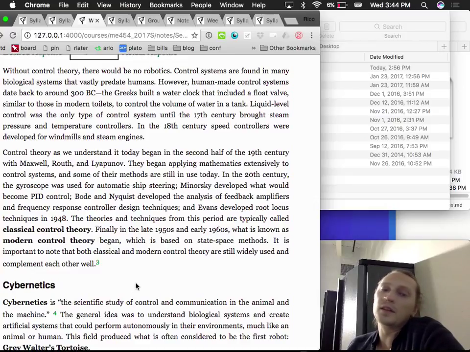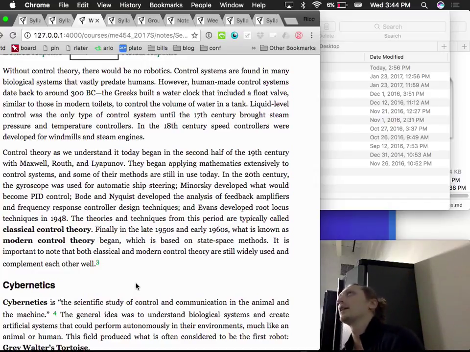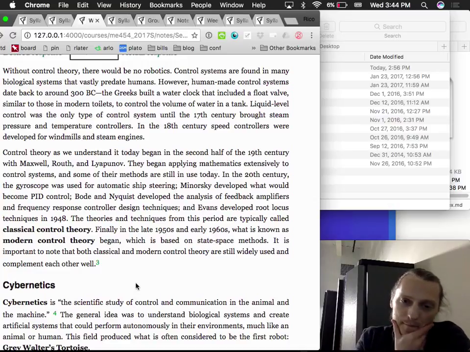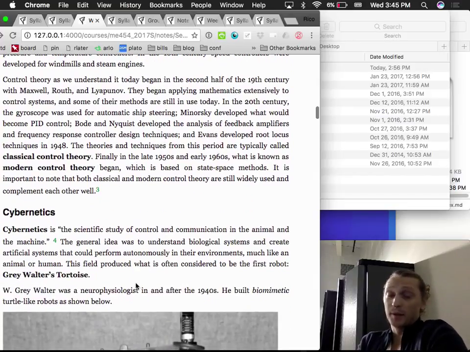Nise is mostly classical control theory, but there are some modern control theory ideas in it too. We'll talk about that. So finally, in the late 50s and 60s, what is known as modern control theory began, which is based on state space methods. So we know how to work with those, which is great, and we will do some state space control, but we're not going to get too in-depth into it. It is important to note that both classical and modern control theory are still widely used and complement each other well.